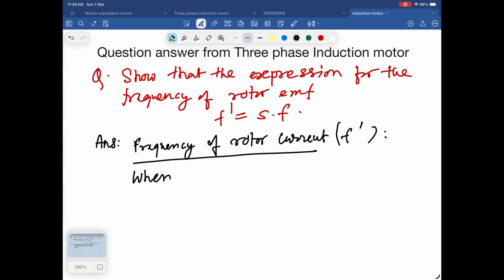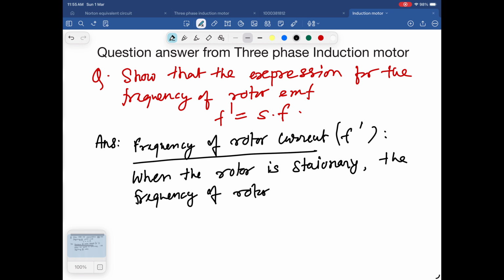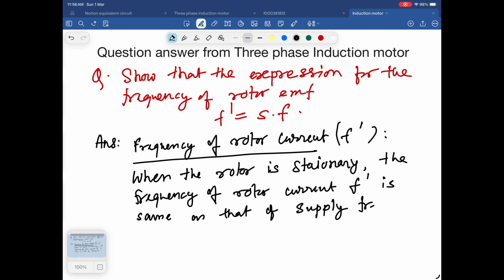So here the question is, show that the expression for the frequency of the rotor EMF f' is equal to slip into supply frequency. So initially when the rotor is stationary and supply is given to the stator which contains the windings, the frequency of the rotor current f' is the same as that of the supply frequency.